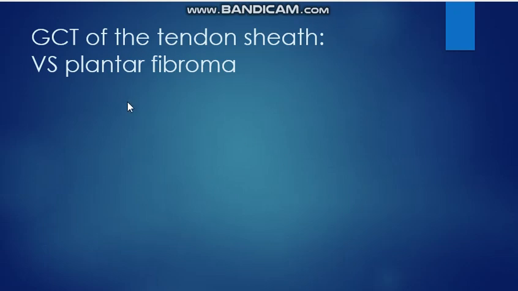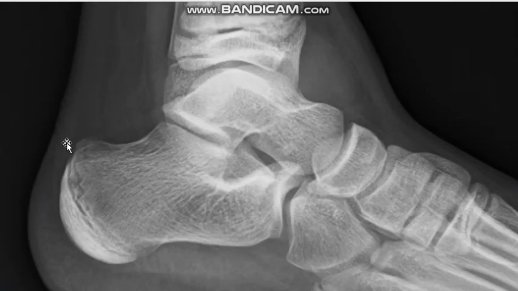So let's start the answer of our first musculoskeletal case, giant cell tumor of the tendon sheath. I've put plantar fibroma as a differential diagnosis of the giant cell tumor, as I've noticed that some of you answered the case as fibroma. So let's see the main differences of the giant cell tumor and the plantar fibroma in the region of the foot.